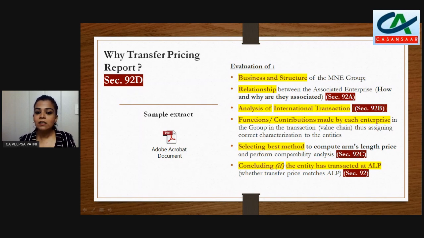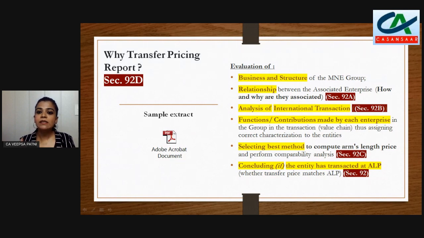Now, it starts with a structure. A transfer pricing report has a strict structure. There is no flexibility; it is maintained as per the OECD structure. OECD, if you remember, is the Organisation for Economic Co-operation and Development. It has given a definite structure of what all should be included in a transfer pricing report.